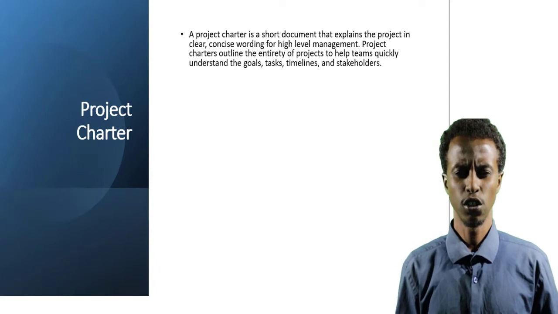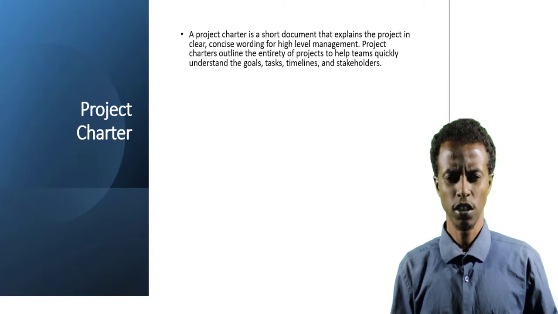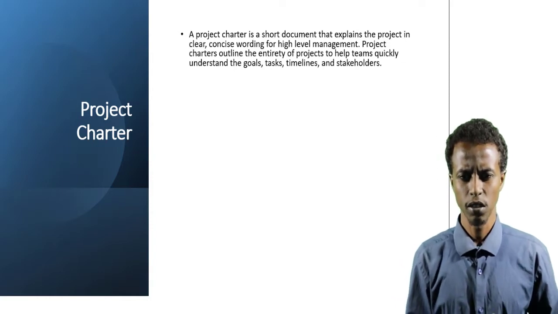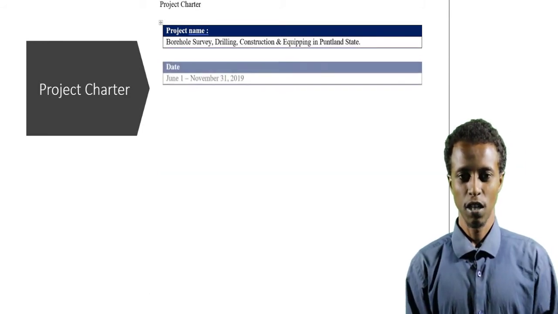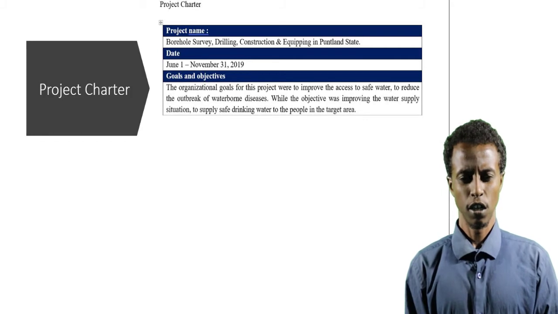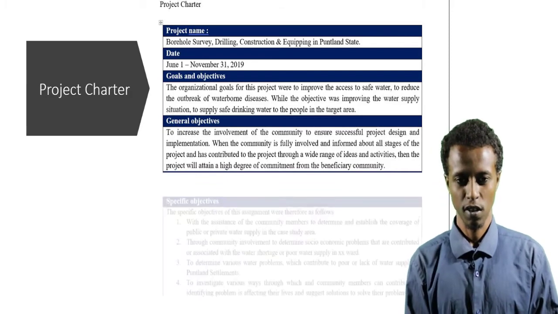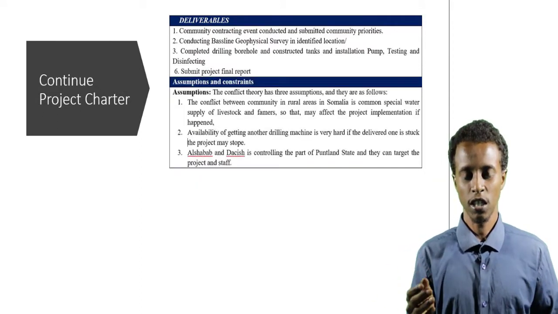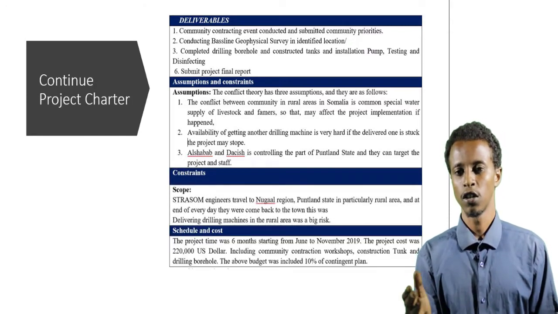A project charter is a short document that explains the project in clear wording for high-level management. The project charter looks like this. Project name. Project date, the date when it started and when it will end. Goals and objectives. General objectives. Specific objectives. Deliverables. Assumptions and constraints. And the end is schedule and cost.